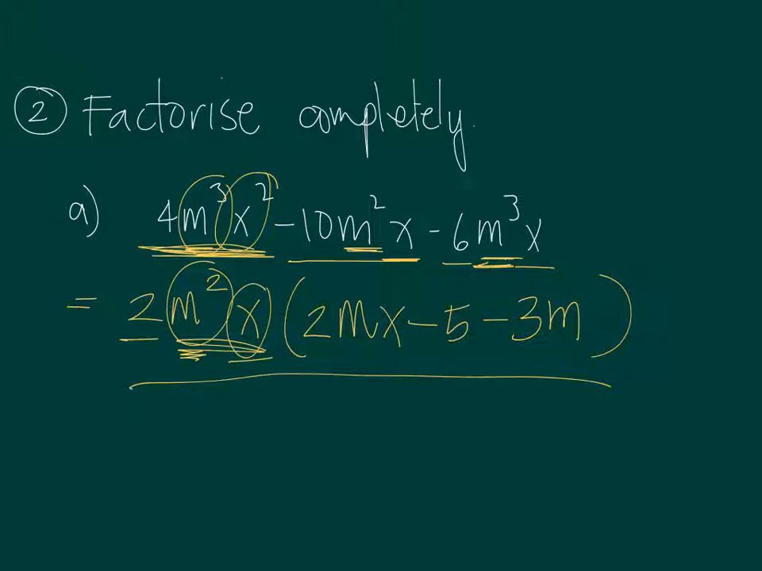Sometimes there will be cases in which after you perform the factoring by the greatest common factor, you could still somehow factor the remaining term. But in this particular case, there is no way that you could factor 2mx minus 5 minus 3m anymore. So we can leave the final answer in this form.